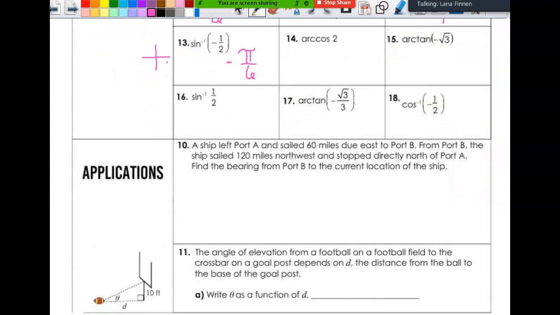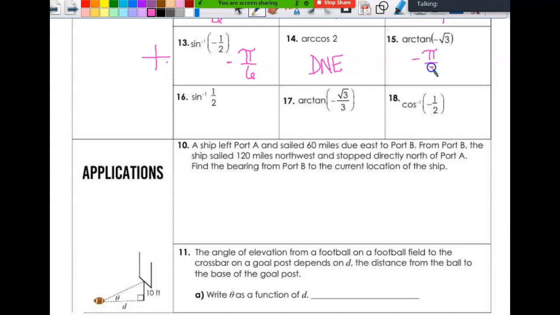So arc cosine of 2. Kaylee, what's that? Does not exist. You're right, with a question mark on the end. I love when y'all answer me with question marks. Does not exist. Yes, you're right, because you can only go from negative 1 to 1. Good. All right, so then arctangent of negative square root of 3. Dylan, what's that? I'm sorry, the arctangent of negative square root of 3. I don't know what just came out of my mouth, but answer number 15. Negative pi over 3. Yes, sir.